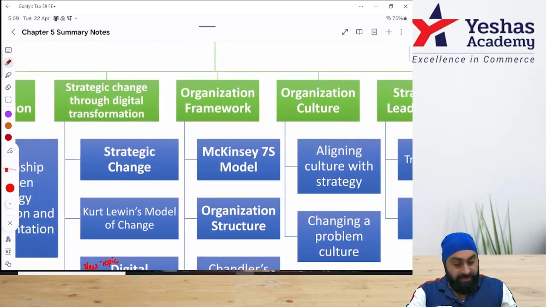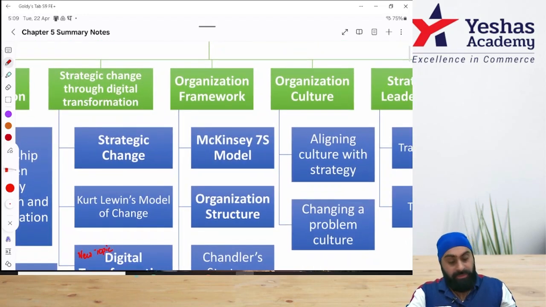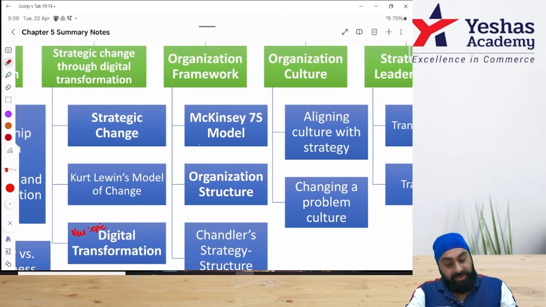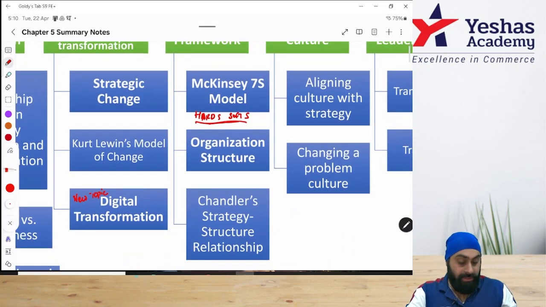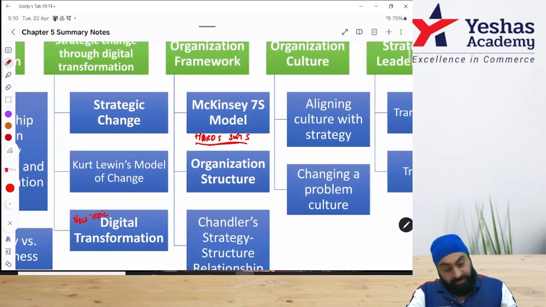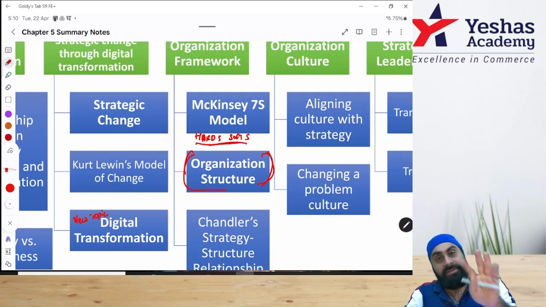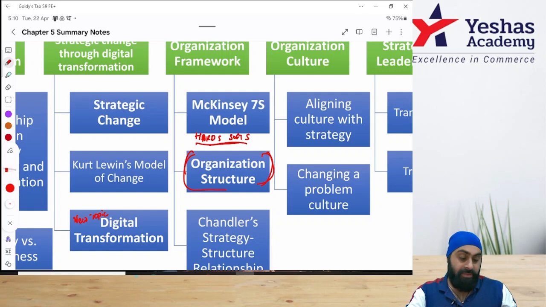Framework for organization, the McKinsey 7S model. What is McKinsey's model? Very easy. There are hard S and soft S elements which we need to work on. Oh my God, the biggest topic in this is organization structure. There are 8 structures. There are advantages and disadvantages. You need to remember them. So it's a very big topic.